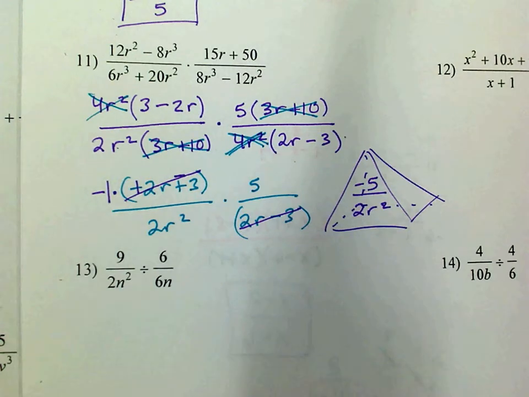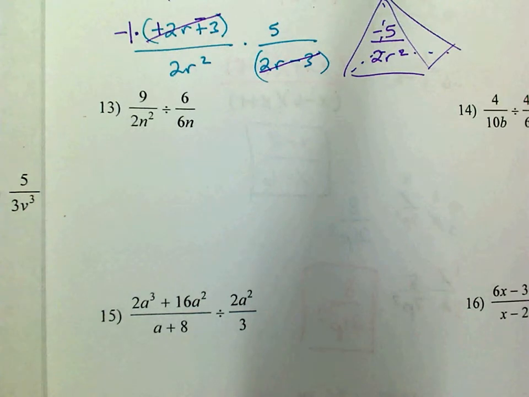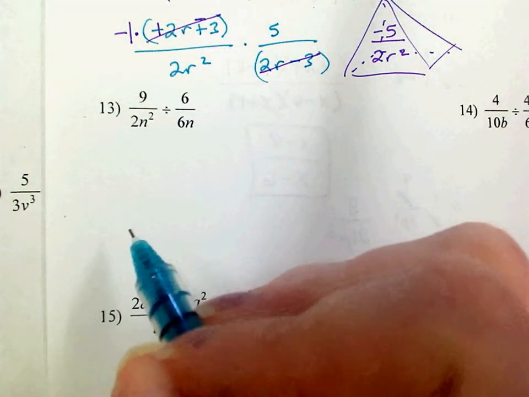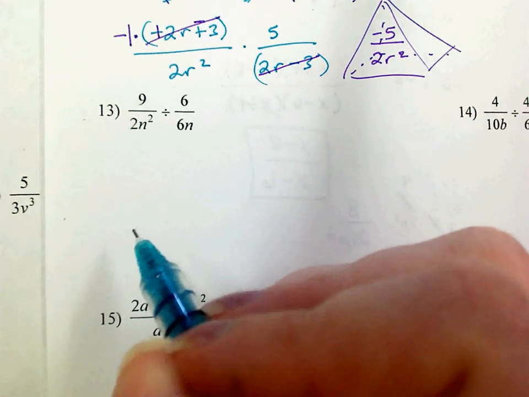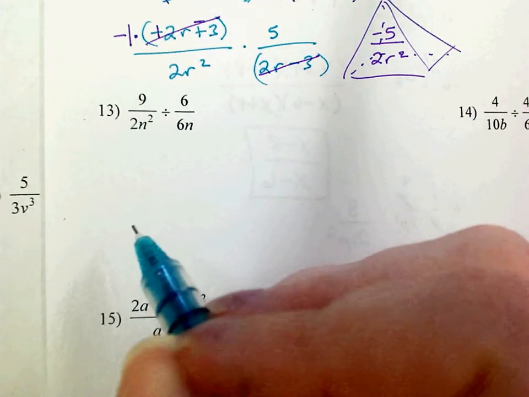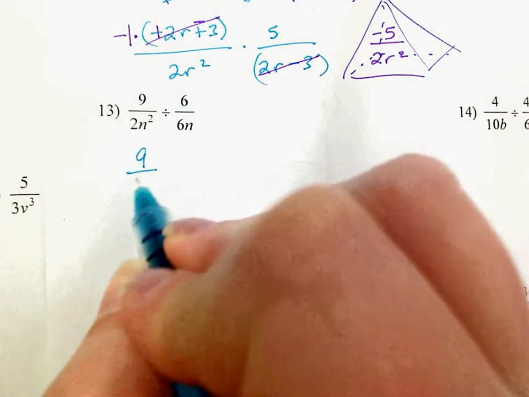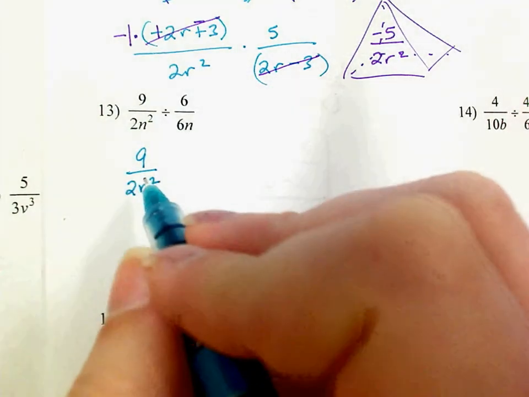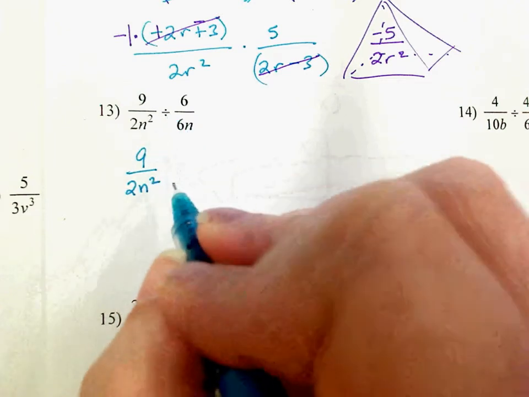Okay, let's talk about 13. Okay, so the person actually talking about math said KFC. What is she talking about? Chicken, yes. Keep, flip, change? Yeah, okay, so 9 over 2n squared. Guys, this is what I keep the same. Do I keep the division or do I change it? Multiplication, and what do I do?